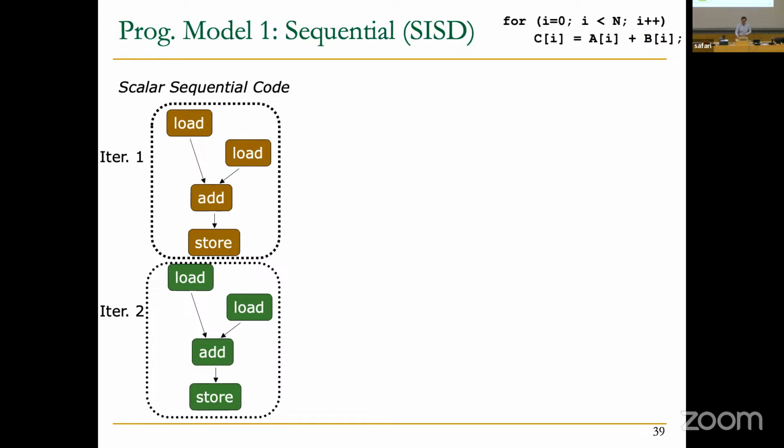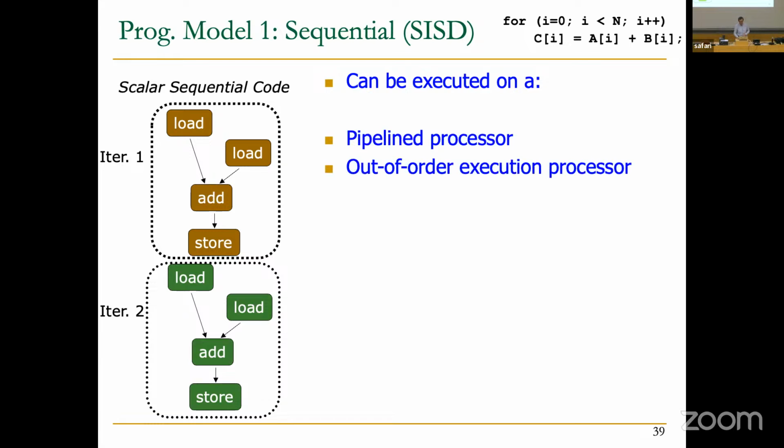There's a branch also, etc. This can be executed. Hopefully, you can write the sequential MIPS code, for example, for this. This can be executed in a pipeline processor, right? It exploits some instruction parallelism. We've seen that. This can also be executed in an out-of-order execution processor. What an out-of-order execution processor does is find out that these two loads are independent, right? It can execute them together. It can also find out that this add is independent of anything else over here.